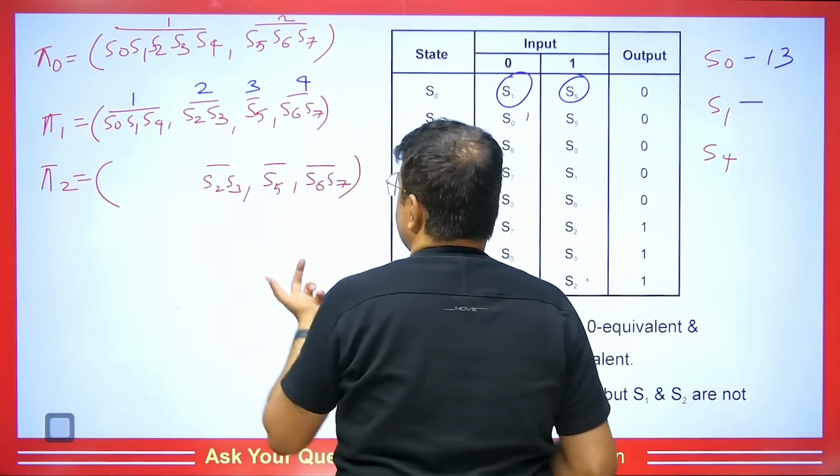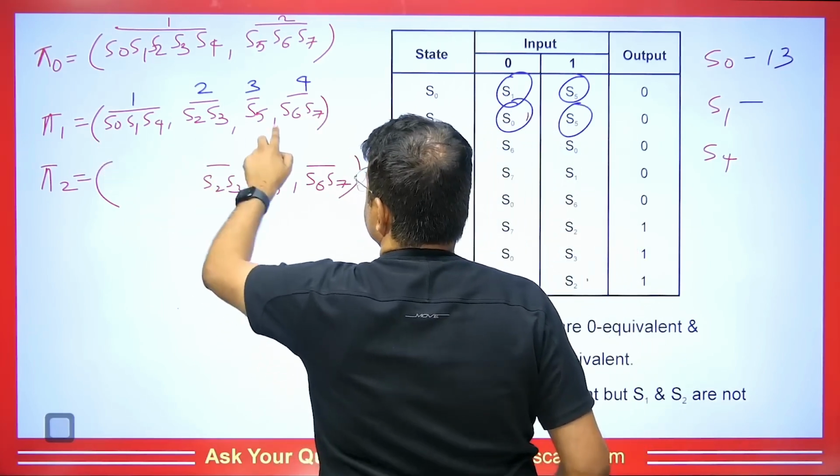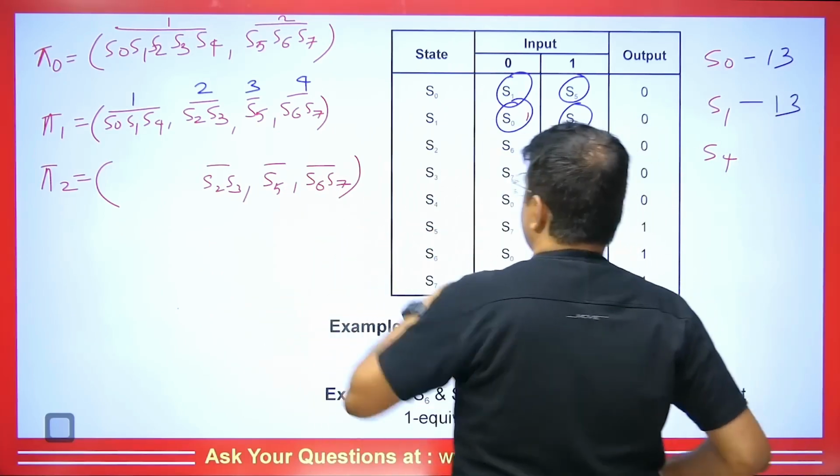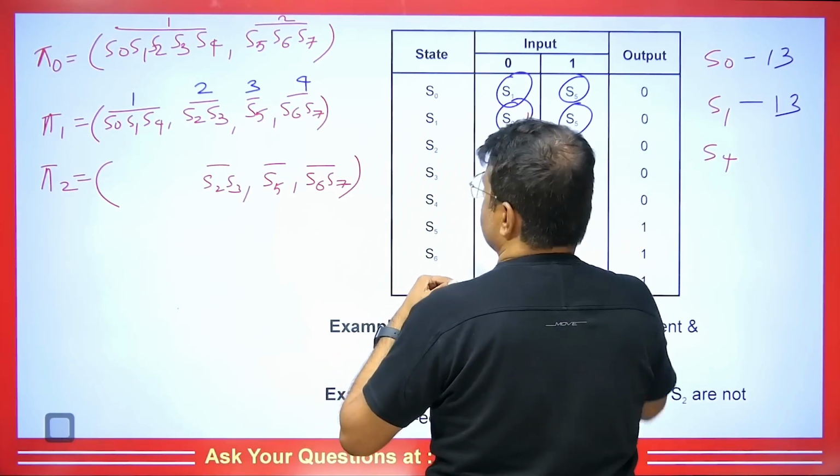Now let's talk about S1. We have S0 and S5 in S1, okay? This is S0 and this is S5. This will also be 1, 3. Now let's talk about S4. Here, this is S4. In S4, we will have S0 and S6.